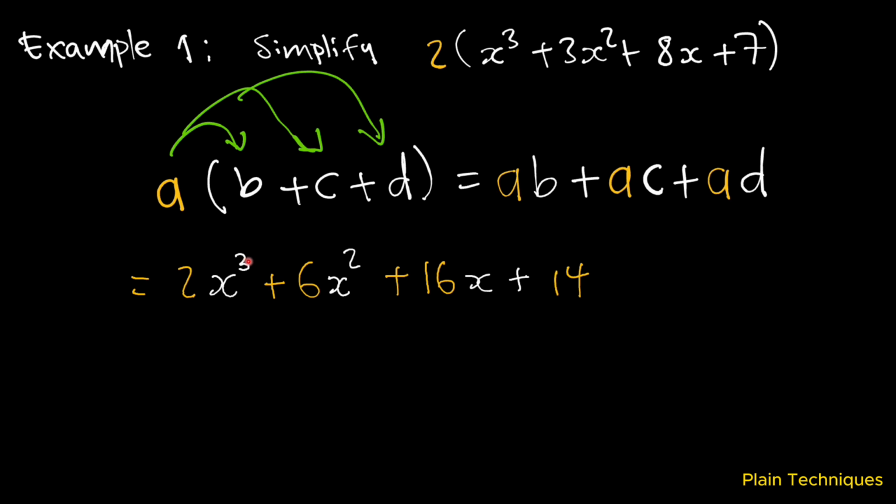Now, if I want to simplify further, I have to look for like terms. I don't have like terms here, right? So that means this is my final answer. Okay, and the reason why I don't have like terms is because I have x cubed here, but I don't see any other x cubed somewhere here. I have x squared, but I don't see any other x squared anywhere else, right? So I have x, but I don't see any other x raised to exponent 1 anywhere else here, right? Let's move to the next example.